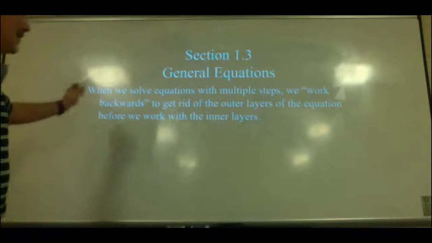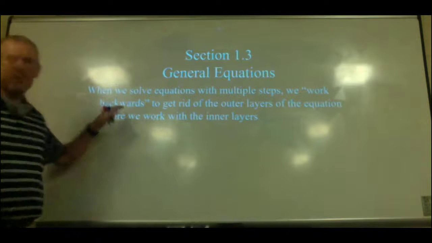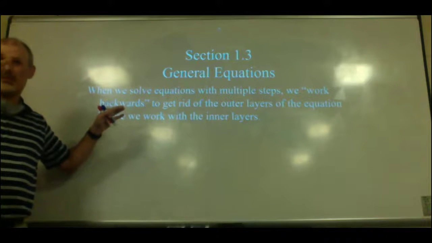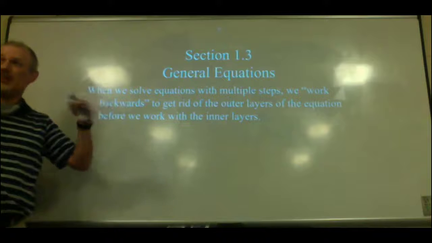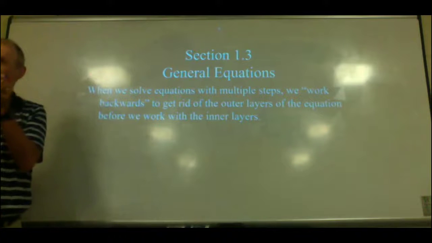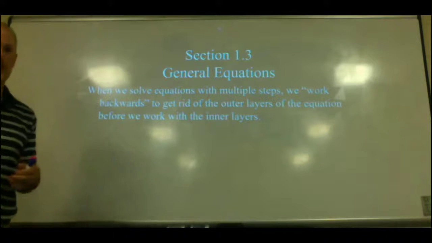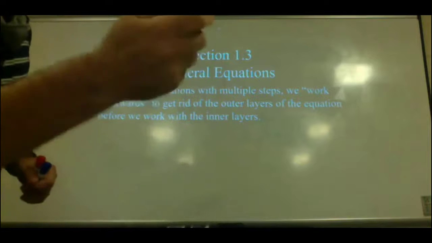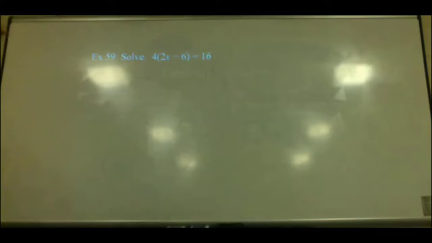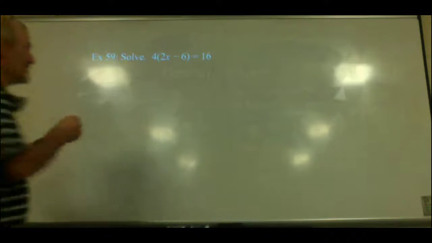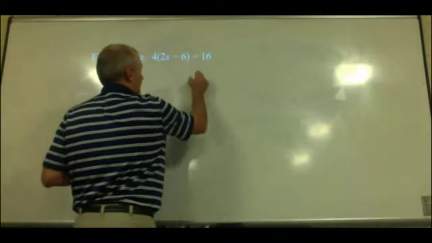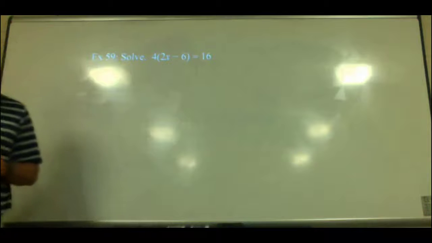So again, we solve kind of backwards because it is the reverse of the order of operations. You're peeling off those layers because those are stuck together, and so you have to get rid of the outside stuff first. All right, we've got three things this time to get rid of. Here is our boundary. What three things are we going to get rid of?